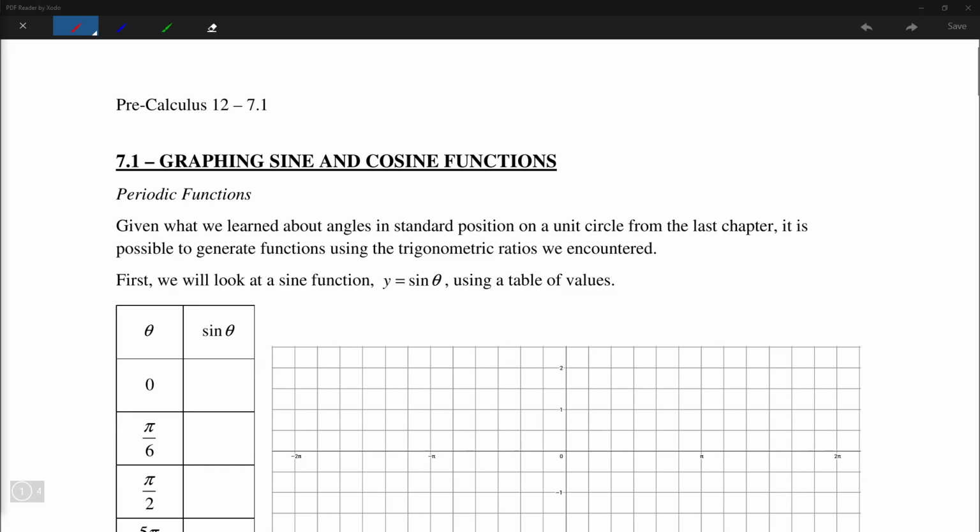Hello everyone. So today we're going to go over section 7.1, graphing sine and cosine functions. We'll begin by graphing the sine function y equals sine theta using a table of values.